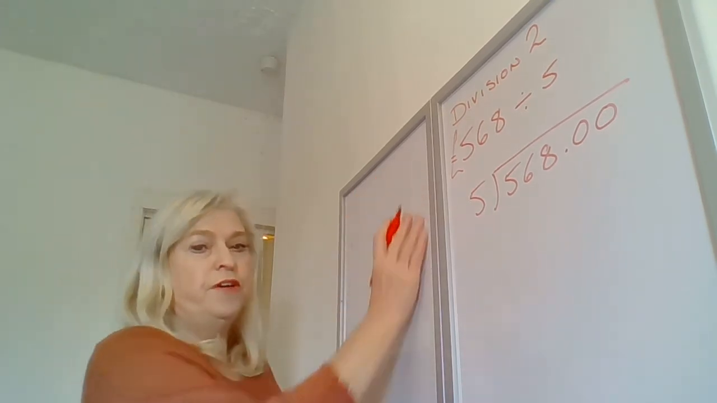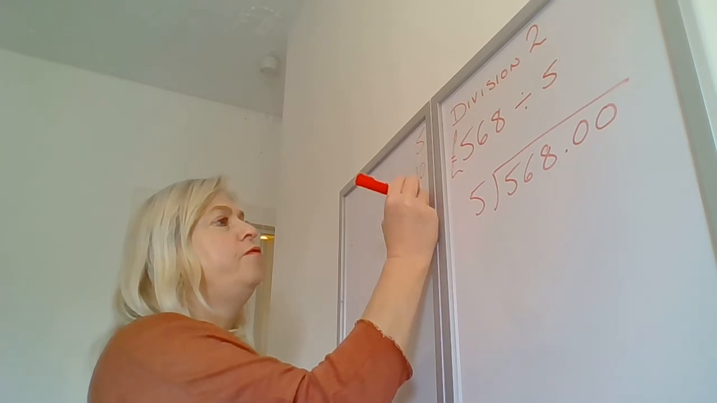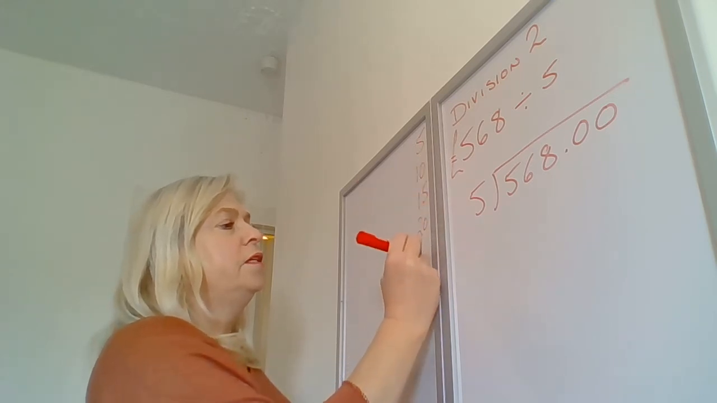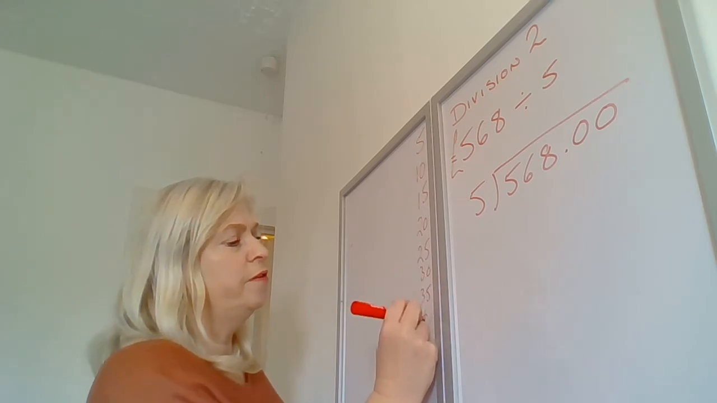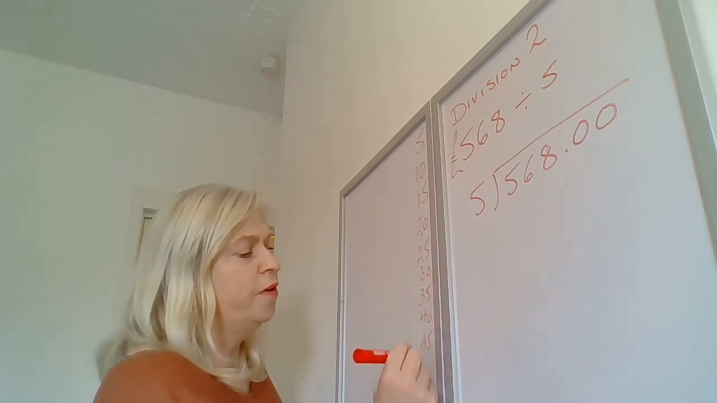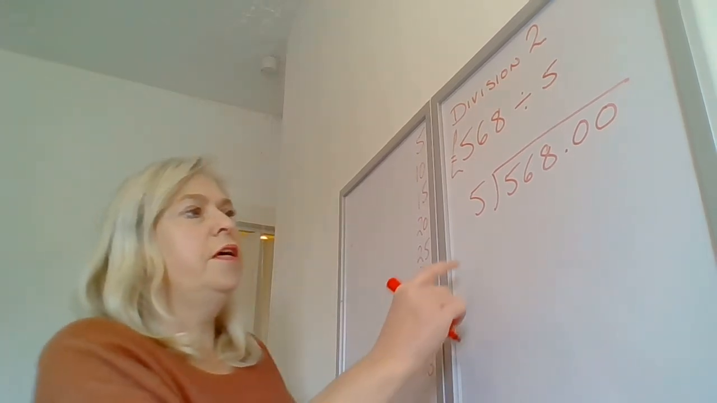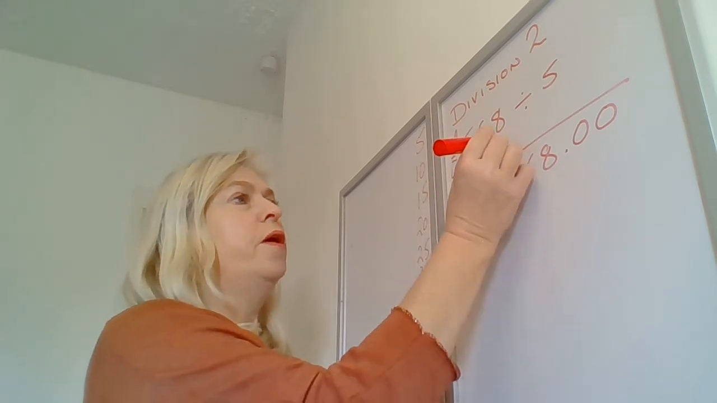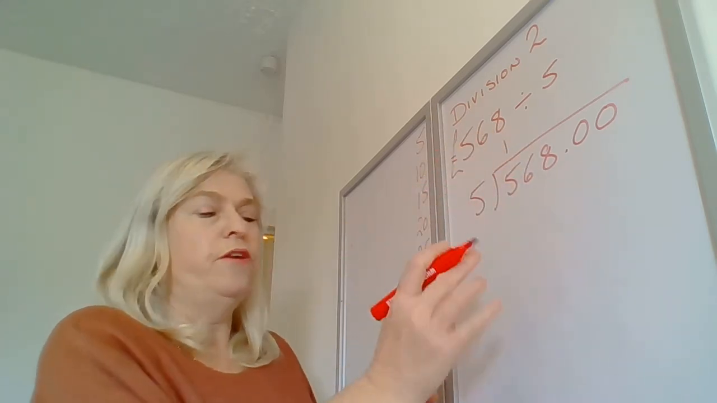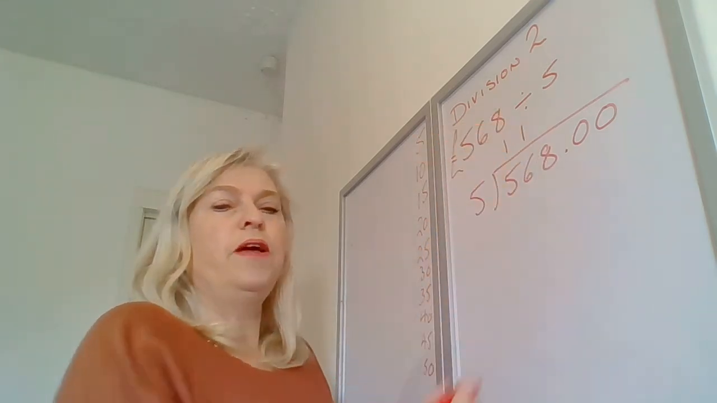I'm just going to do my 5 times table down here because we will need that. 5, 10, 15, 20, 25, 30, 35, 40, 45, 50. Hopefully we won't need any more than that. So we say 5s into 5. That'll go once, so we can put 1. Nothing left over. 5s into 6, that goes once, and we have 1 left over.